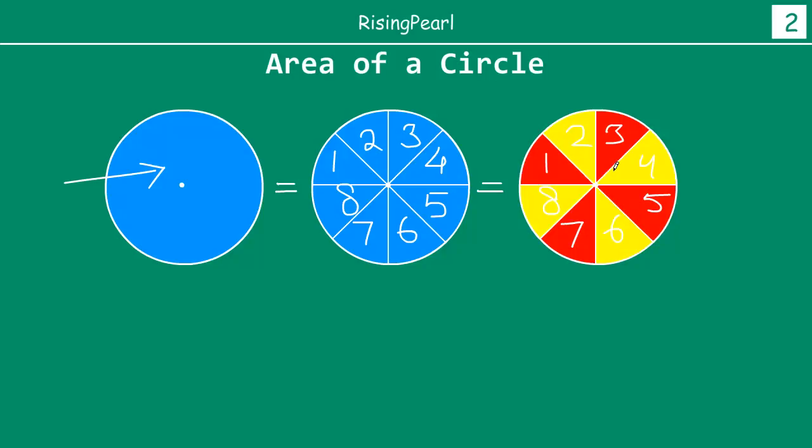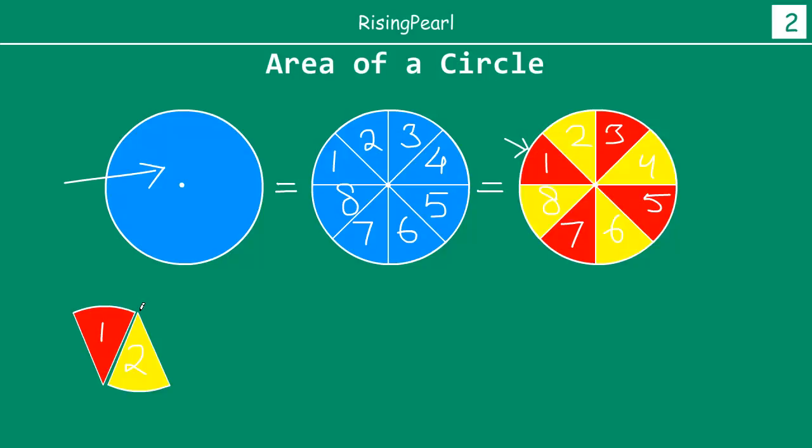From this point, what am I going to do? I am going to take out each and every one of these pies one by one and arrange them a little differently. So this is the first pie. Now this is the second pie. So I'm starting from here. So I take this one out and I put it in this shape.